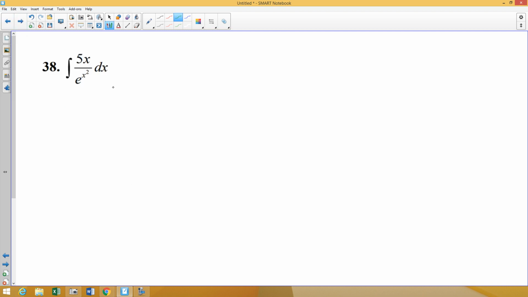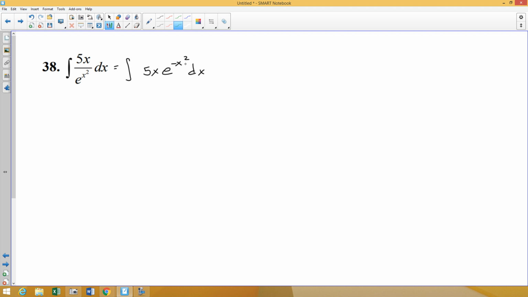And this is the last one. Okay, so the antiderivative of 5x over e to the x squared. For this problem, what I think I'm going to do, and I just know to do this from experience, I'm going to rewrite the problem as 5x, and I'm going to bring that whole bottom up to the top, and instead of e to the x squared, I'm going to bring it up and make it e to the negative x squared. It will make this problem a little bit easier.